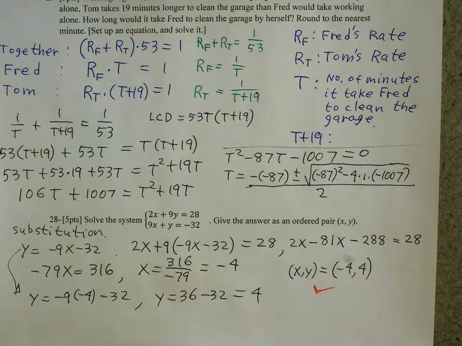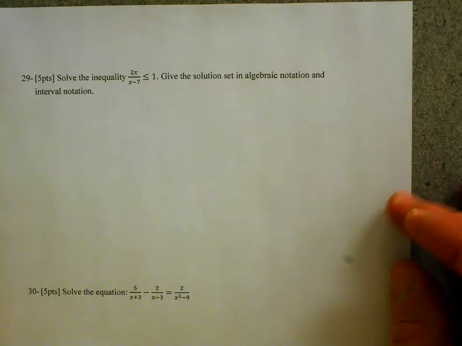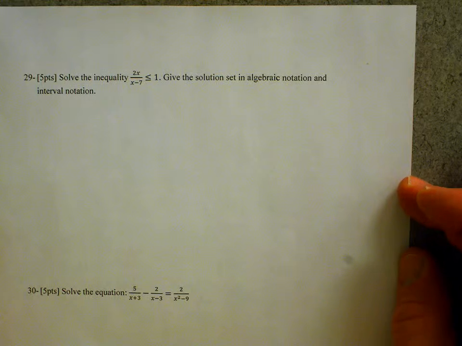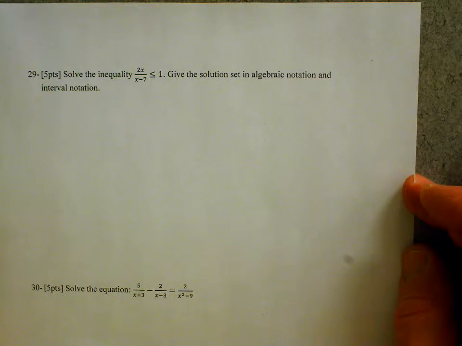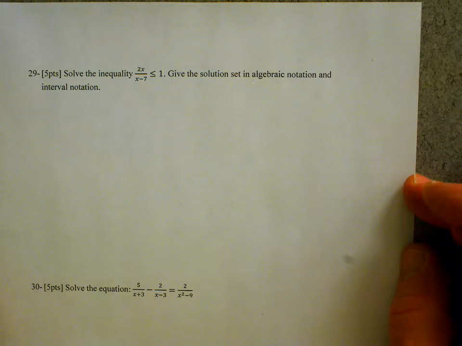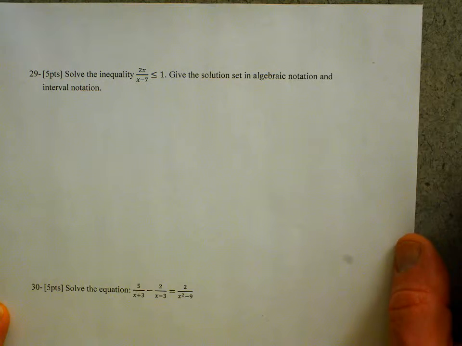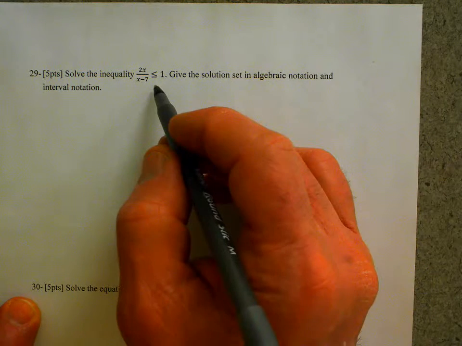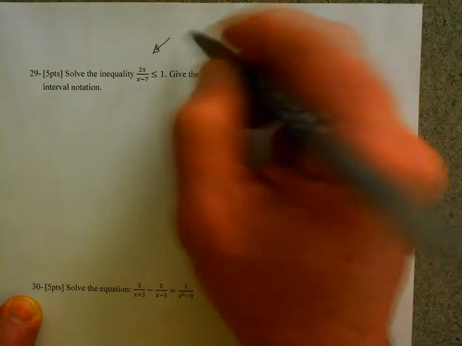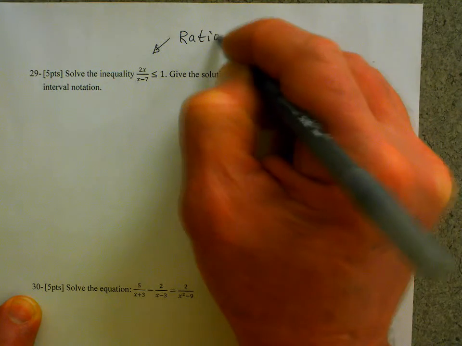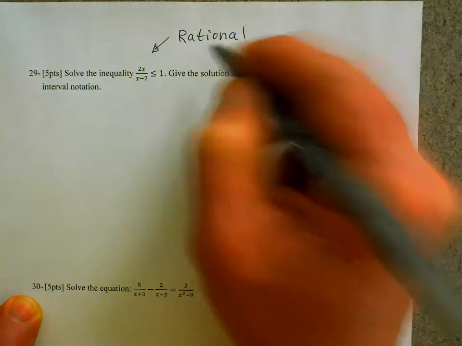Okay, we'll get started on the next problem. Solve the inequality 2x over x minus 7 is less than or equal to 1. Give the solution set in algebraic notation and interval notation. Well, this is a rational inequality. The left-hand side is a rational expression.